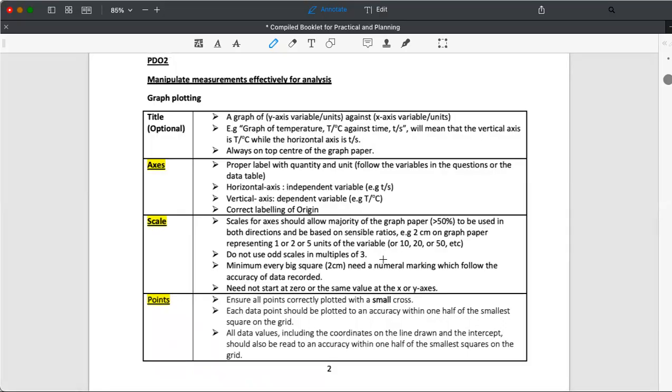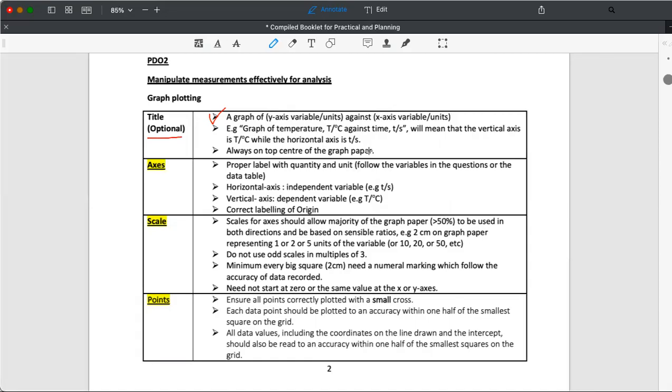Now, here are some pieces of advice for graph plotting. You may or may not have a title, but it is better to have one so that you're very clear what your y and x axes are. For example, you can write a title as graph of temperature. In your title, you must not just say the quantity, you must say the symbol that represents the quantity: T/degree Celsius against time, t/seconds, something like that. It always appears at the top center of the graph paper.